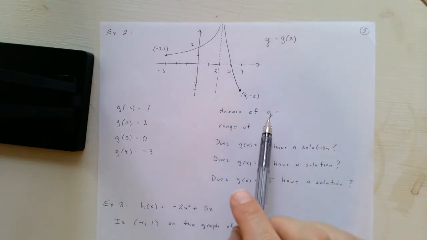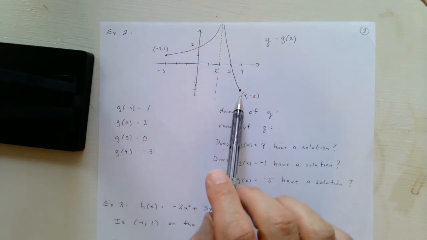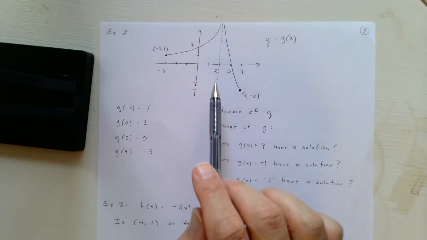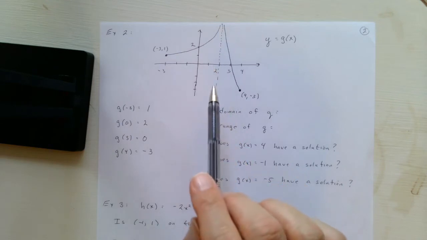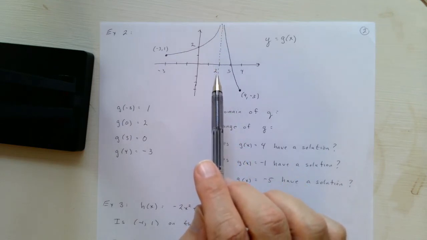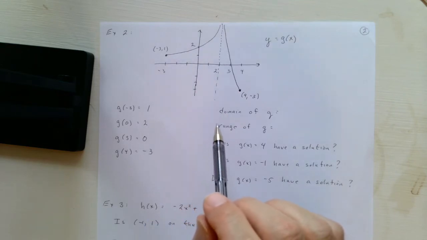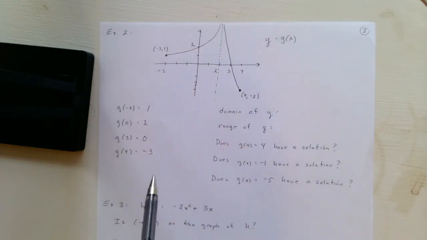Okay, what's the domain? That corresponds to the x-coordinates. And it looks like it goes from -3 to 4. But we can see that at 2, there's a vertical asymptote. Okay, there is no point on the graph whose x-coordinate is 2. So we have to exclude 2 from this. So this we can write, it's all the numbers between -3 and 4 except for 2.